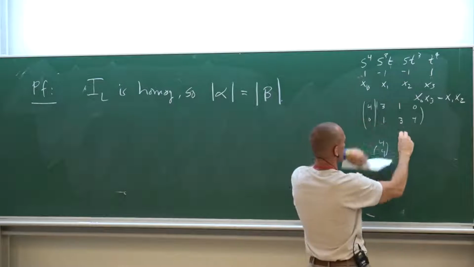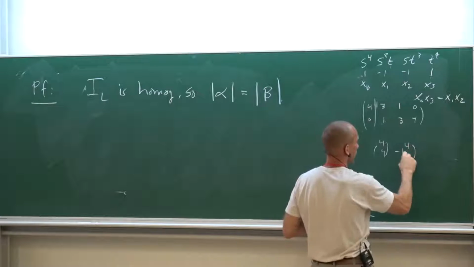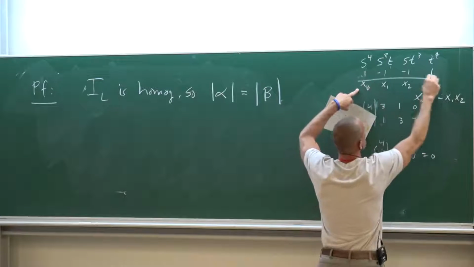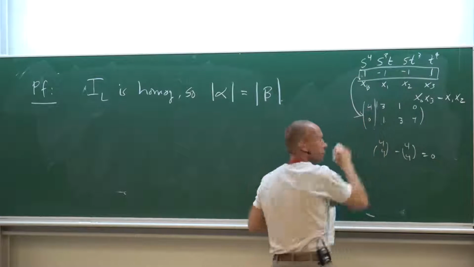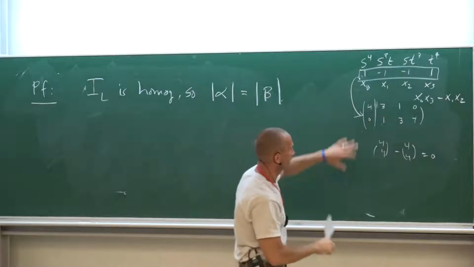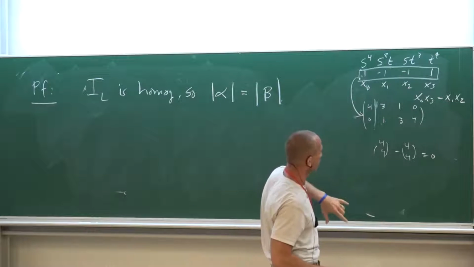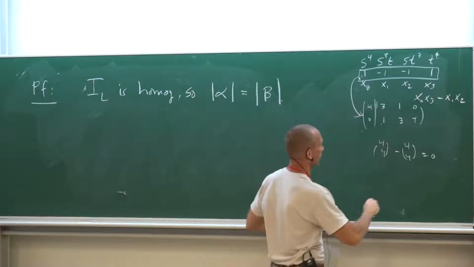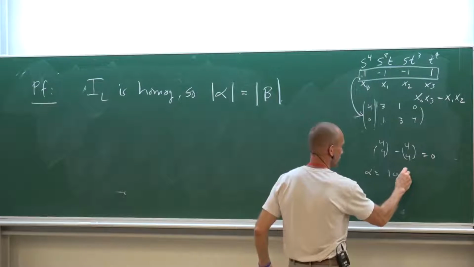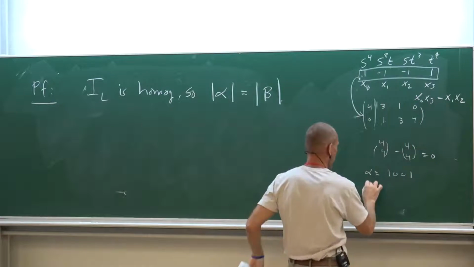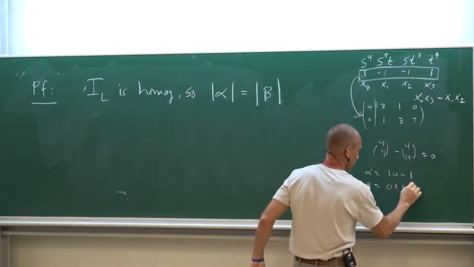And this also gives me a 4, 4, so 4, 4 minus 4, 4, 0. So this is just a vector in the kernel of this matrix, right? And that's how I'm getting my alpha here. In this case, alpha would be 1, 0, 0, 1.